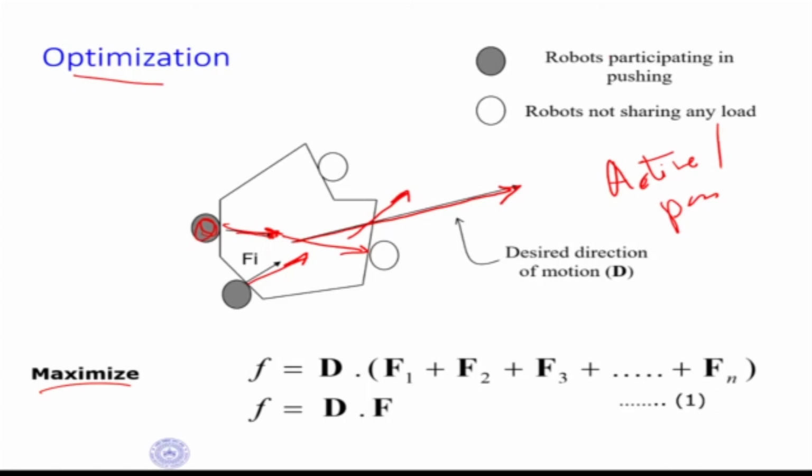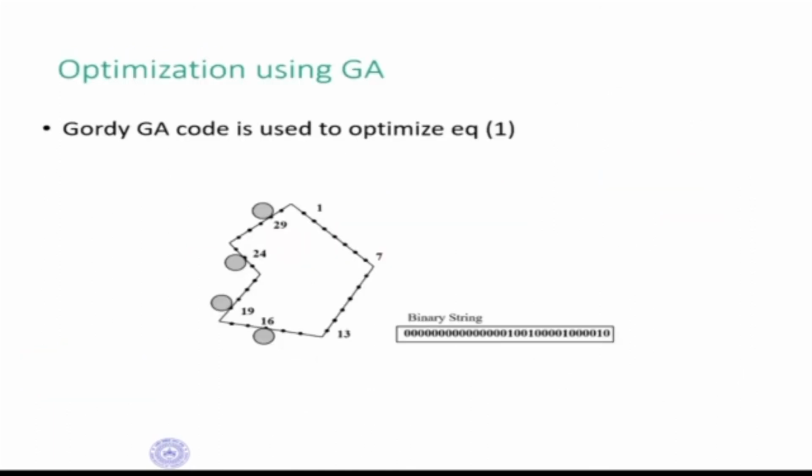Okay. So what we are optimizing is this basic function, where d is this direction, the vector d dot f1 plus f2 plus f3. So again, we do exactly the same way. Basically, we use the binary string which indicates where the robot is sitting, and then we make the robots active and passive.